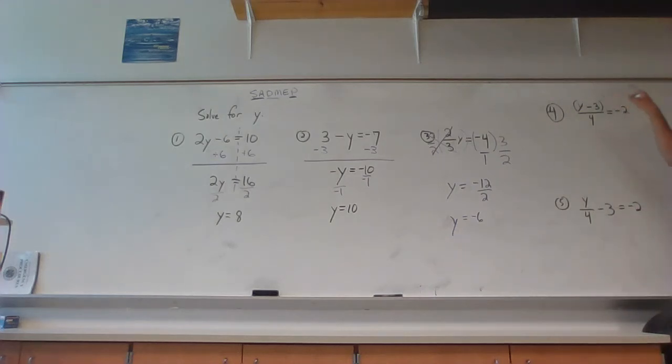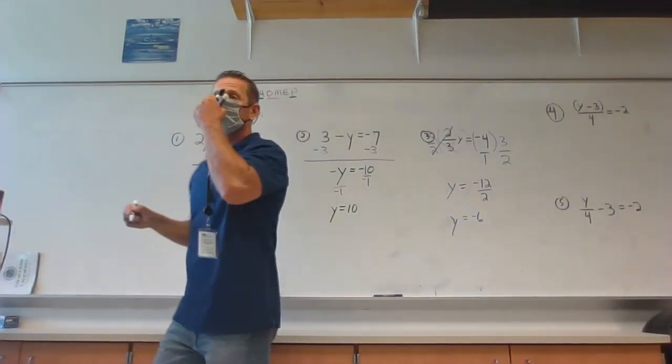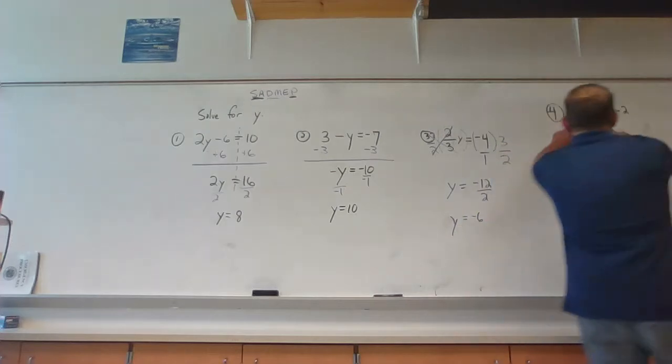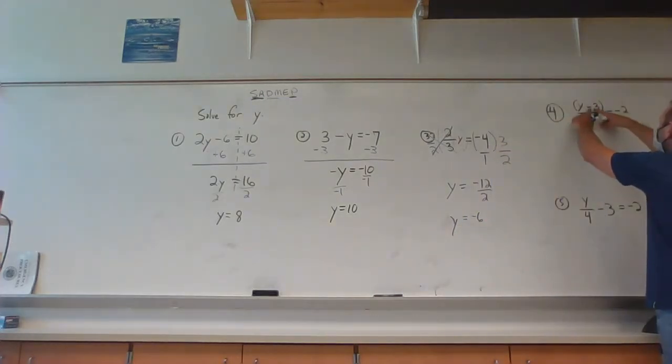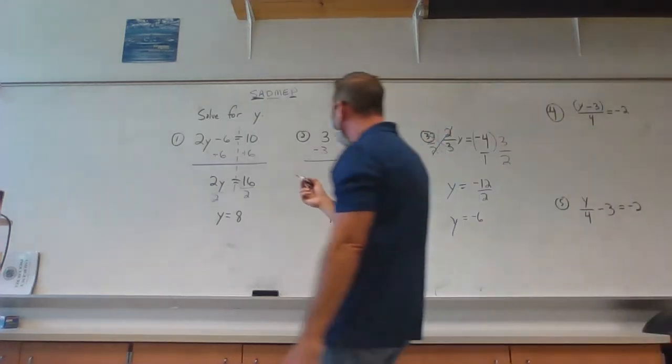So it's like the entire numerator is stuck in parentheses. So what's the first thing we need to do here? Can we add or subtract anything to the other side? No, I can't. It's stuck in parentheses. I can't add 3 to the other side. It's stuck in the numerator. So now we go to the next one.